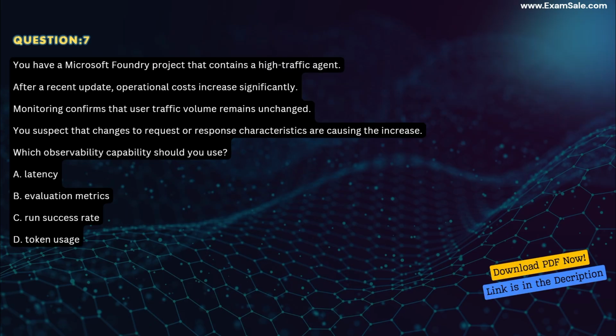Question 7. You have a Microsoft Foundry project that contains a high-traffic agent. After a recent update, operational costs increased significantly. Monitoring confirms that user traffic volume remains unchanged. You suspect that changes to request or response characteristics are causing the increase. Which observability capability should you use? A. Latency. B. Evaluation metrics. C. Run success rate. D. Token usage. Correct answer: D.